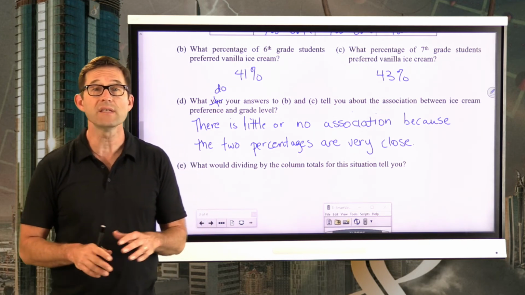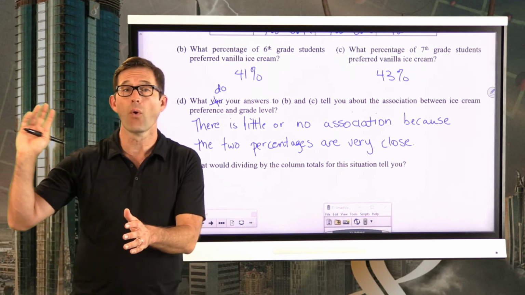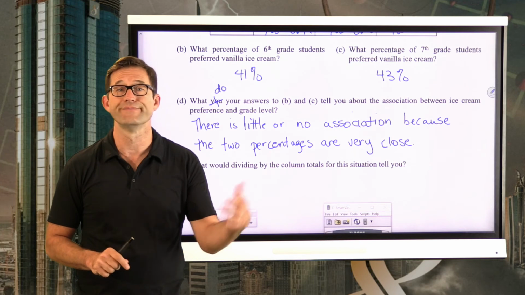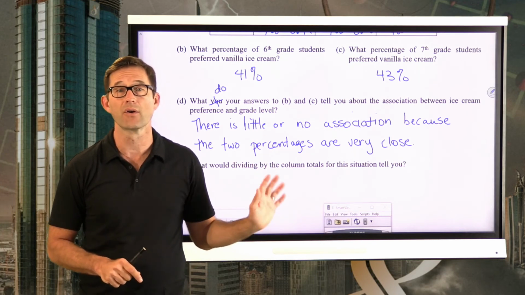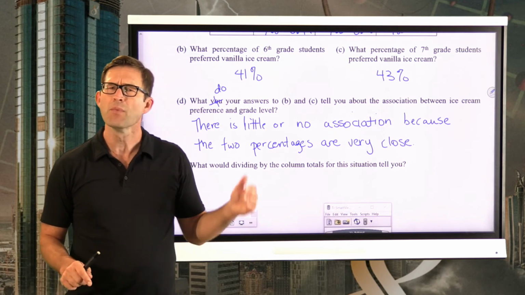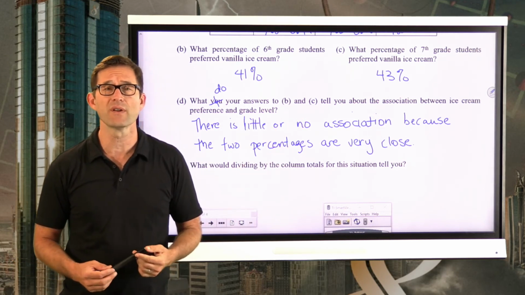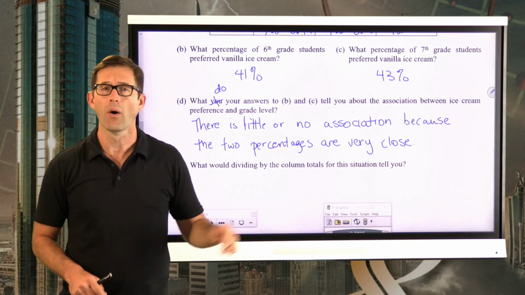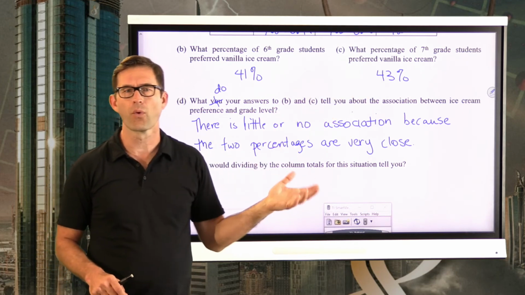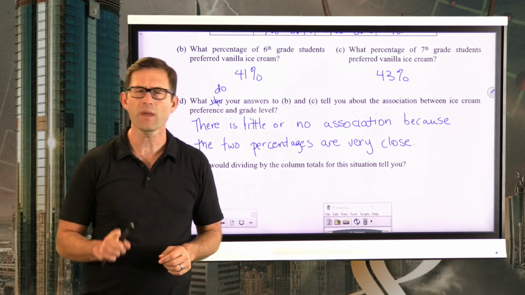So you may see a dramatic shift over time. It could be that older people far prefer vanilla ice cream and younger people far prefer chocolate ice cream. You might see an association there, but it makes sense that between 6th and 7th grade, we wouldn't see much of an association. Now you might say, well, those percentages are different, 41% and 43%.